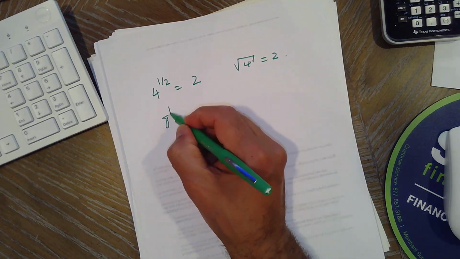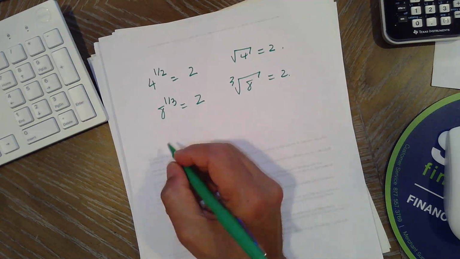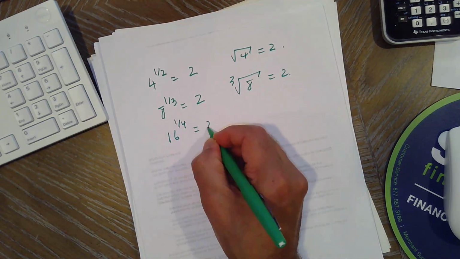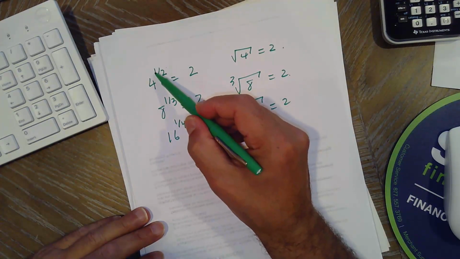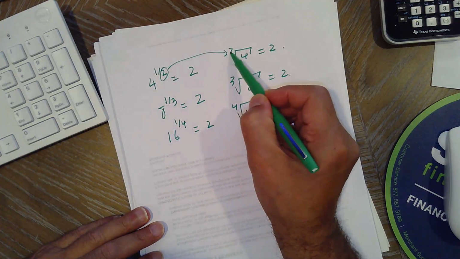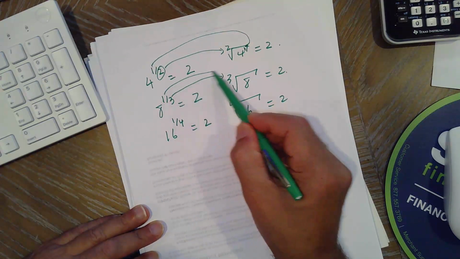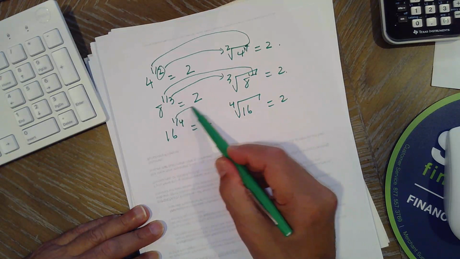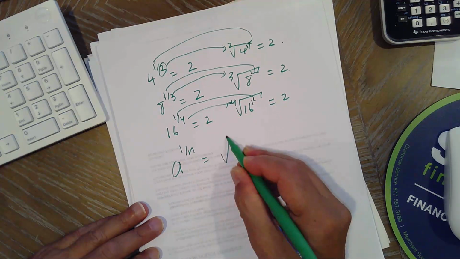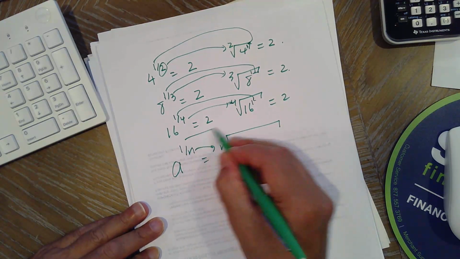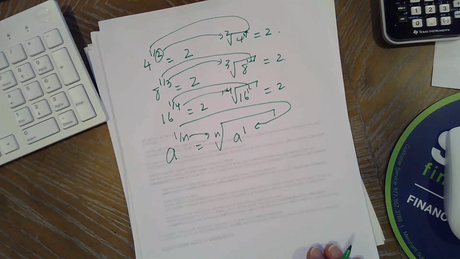If you try 8 to the 1/3, you get 2. If you do cube root of 8, you get 2. If you try 16 to a quarter, you get 2. If you do 4th root of 16, you get 2. So it looks like when the numerator is 1, the bottom is going to be the same thing as the index. And the top actually is going to be the exponent, which we don't put because 8 to the 1 is 8, 4 to the 1 is 4. Okay? So as a general rule, a to the 1 over n is the nth root of a to the 1. So that's what happens when we have a fractional exponent.